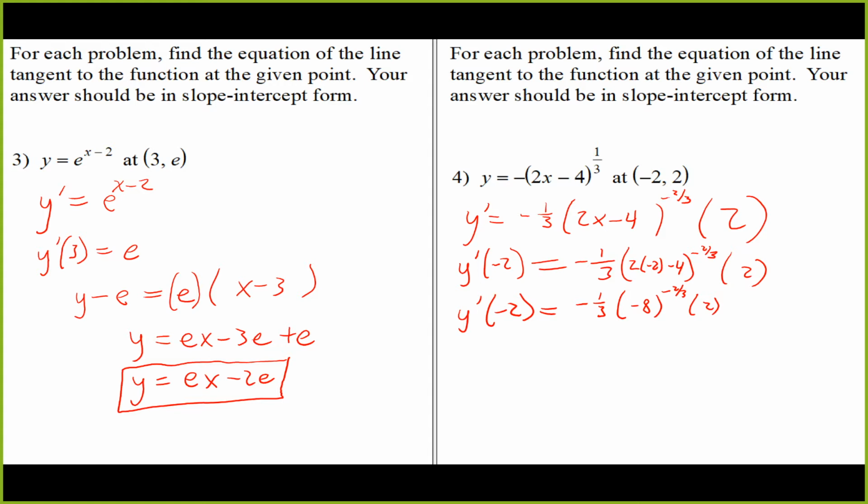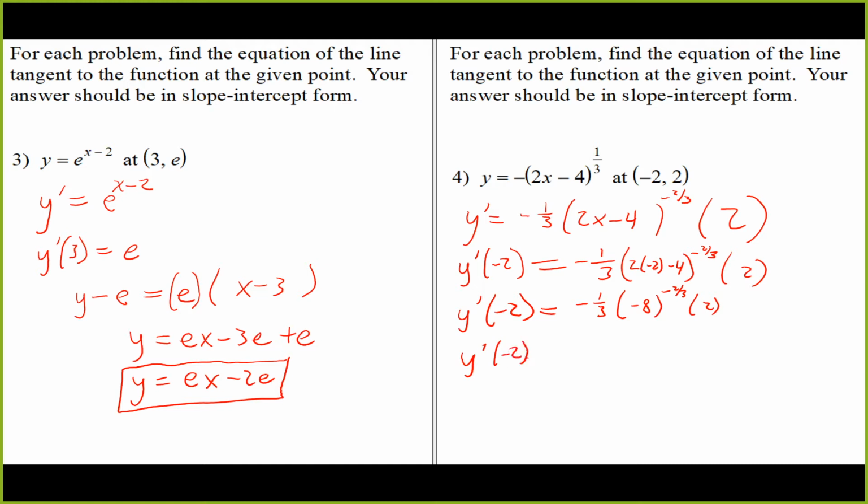If I'm raising something to a negative power, what does that mean? Can you say it again? If I raise a number to a negative power, what does that mean? Raising the number to the negative power is going to be 1 over that number. Perfect.